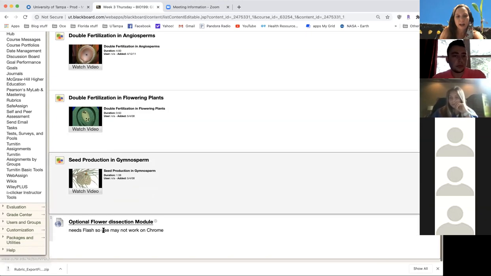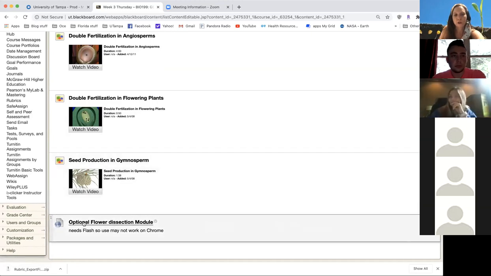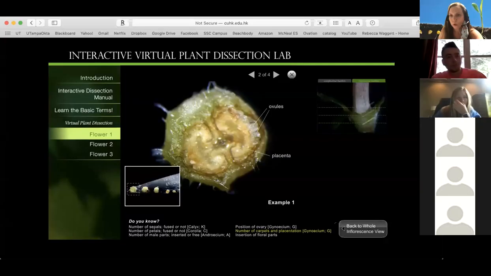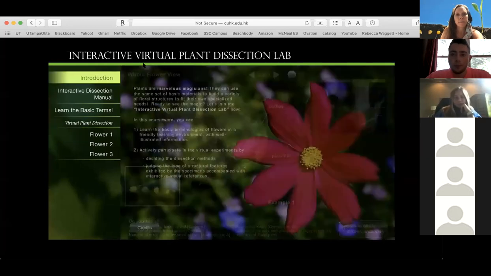There's another thing that I added today that I wanted to show you. It's a module on flower dissection, and I don't know if you're looking at it in lab. I'm going to show it to you on my computer. I can't get it to work in Chrome, so I'm showing it to you in Safari right now. I think it probably works in Firefox as well.